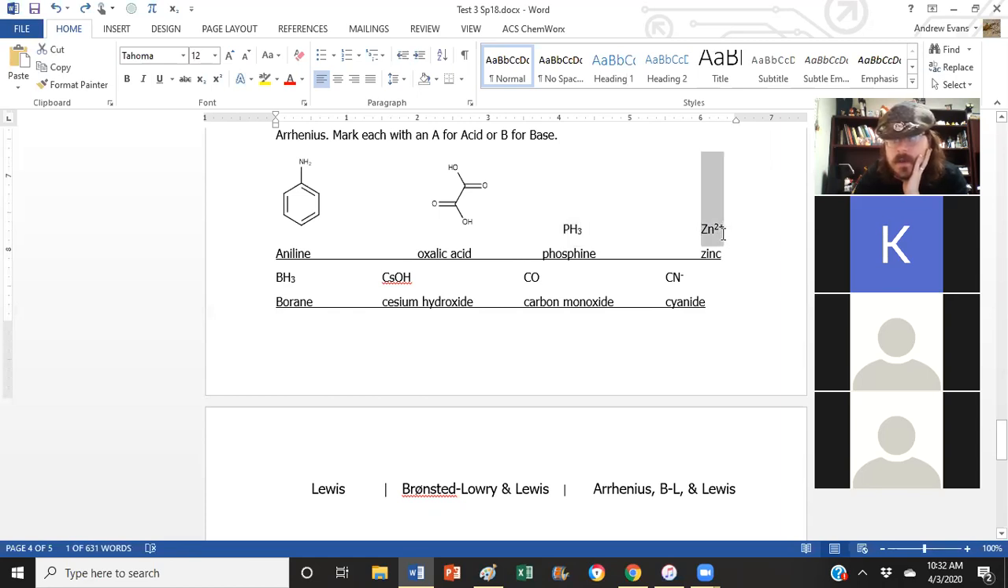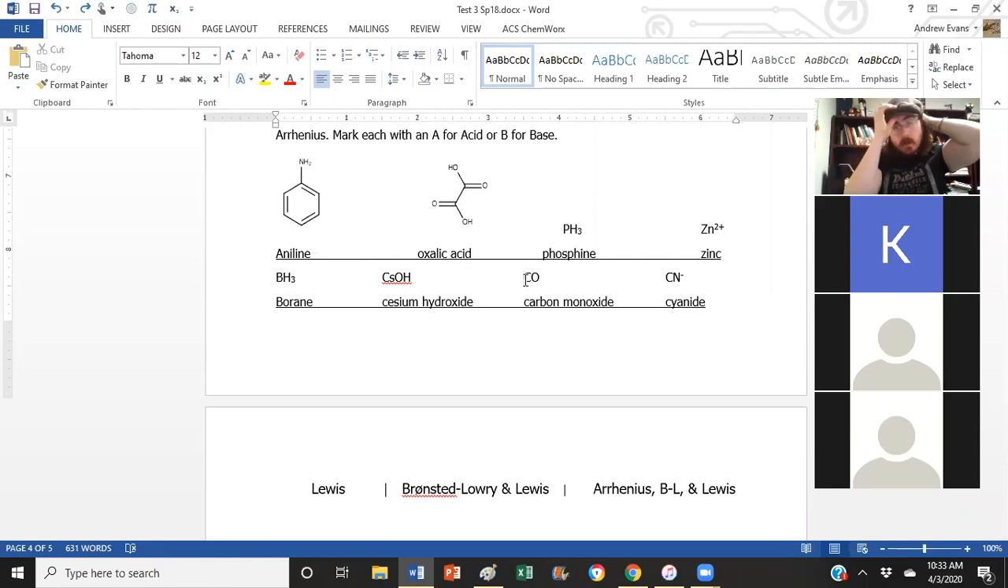Zinc 2+ is a metal. It's a cation. It is shy of electrons. It's going to be a Lewis acid. Borane, boron, group 3. It can make 3 bonds. It has 3 electrons and it made all its 3 bonds. It is shy of an octet. It is going to be a Lewis acid, because an acid wants to accept, or gain, electrons.